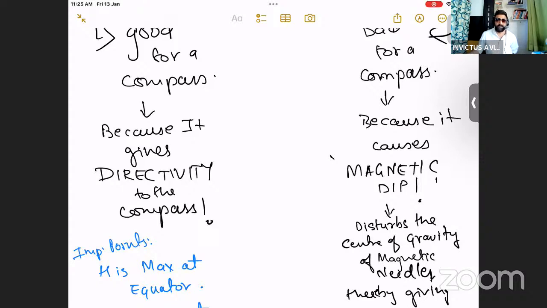Horizontal is good for compass and gives directivity.